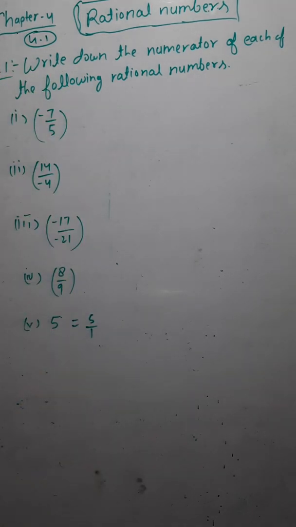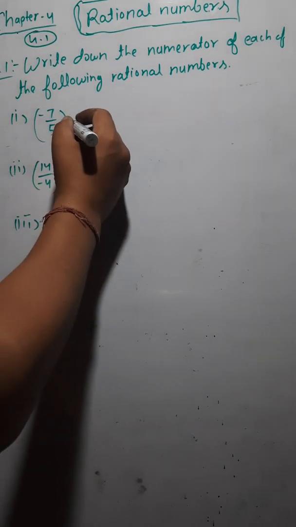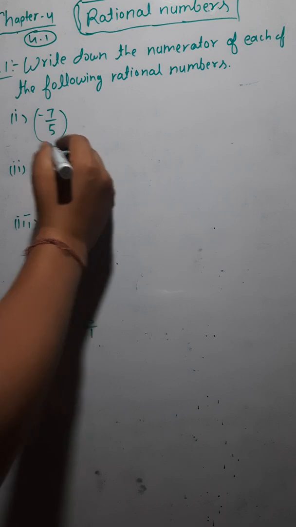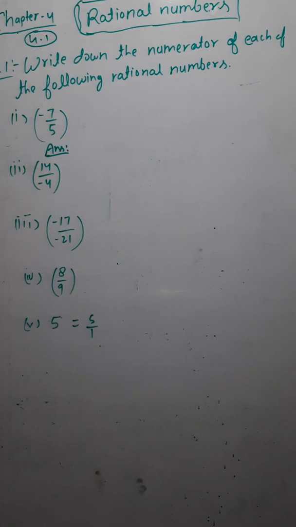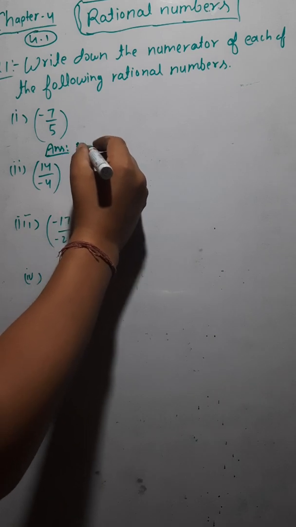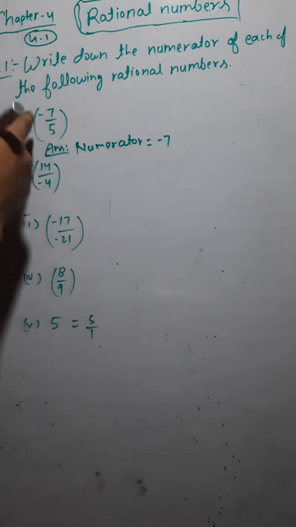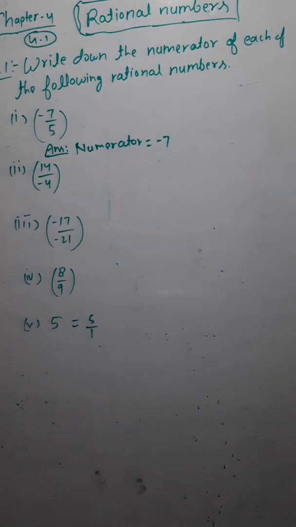What do you have to find out? Write down the numerator. Numerator means the up one value, and you have to write it here. What is the numerator here? The up one value, that is -7. So the answer I would be writing is: numerator is -7. Remember, write down the sign also.